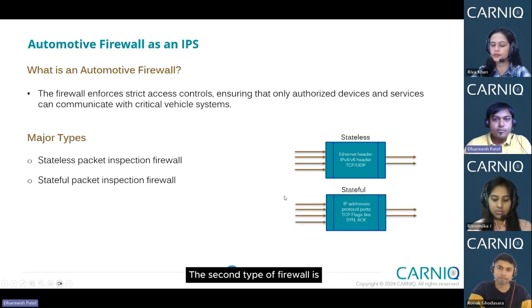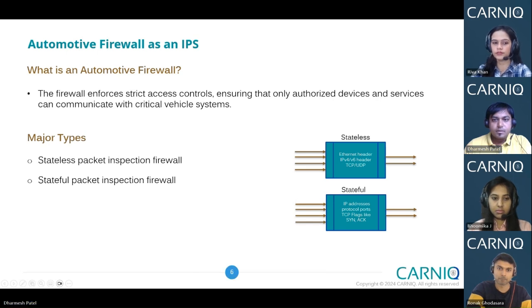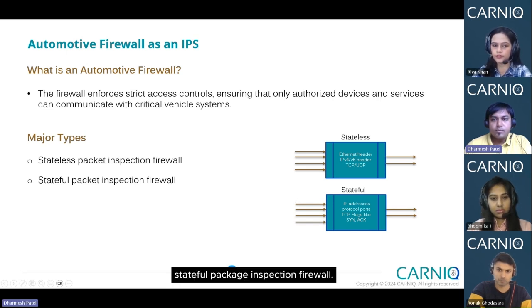The second type of firewall is the stateful packet inspection firewall. A stateful firewall can grant or reject access to a packet not only based on the ports and protocol, but also based on multiple packet attributes which are stored in memory as a state table.